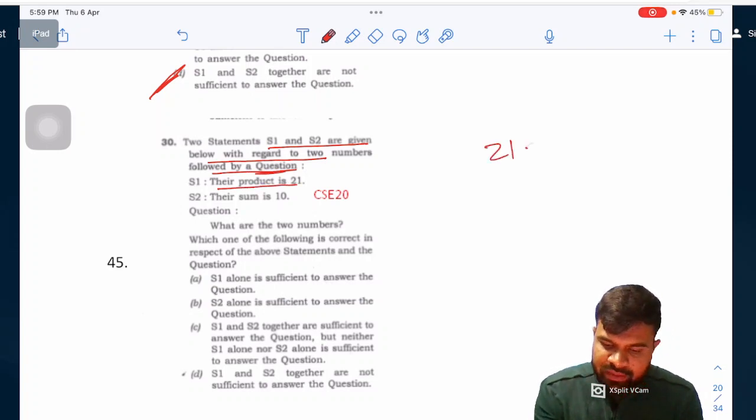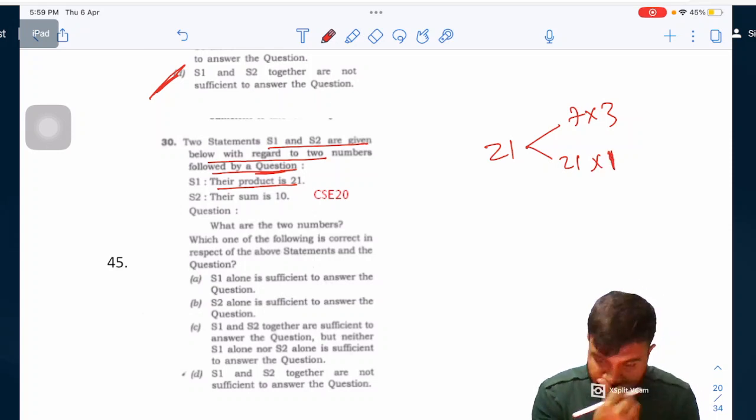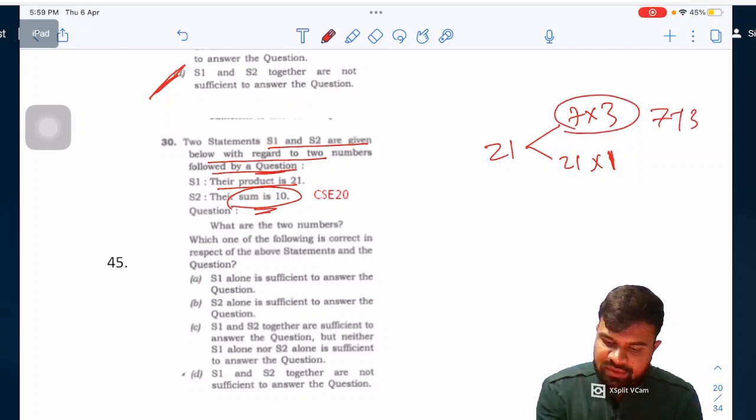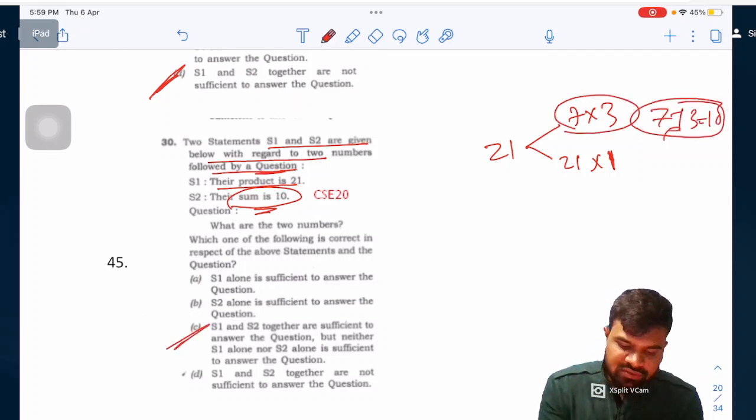So when you break 21, that is 7 into 3, 21 into 1. There is no other breakage. The sum is 10. Now 21 plus 1 is not 10. 7 plus 3 is 10. So based on both equations, we can tell what the answer will be.